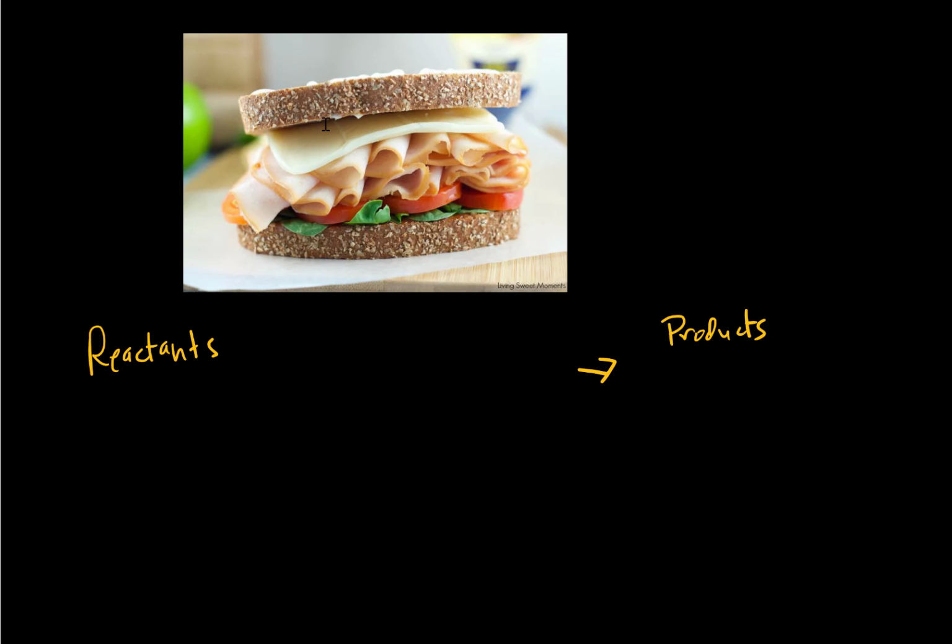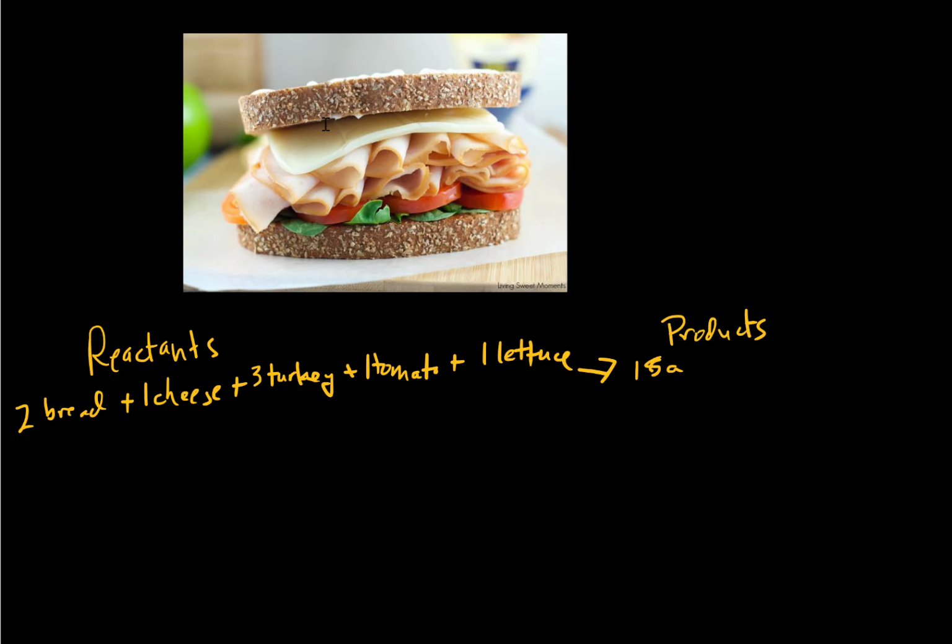And so in the case of a turkey sandwich, just to be really simple, we put 2 bread, so in other words, 2 slices of bread, plus 1 cheese, plus, we'll say 3 turkey, so like 3 slices of turkey, plus 1 tomato, plus 1 lettuce, becomes, our product is 1 sandwich.